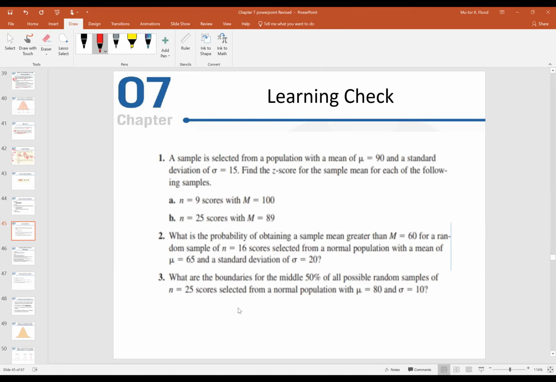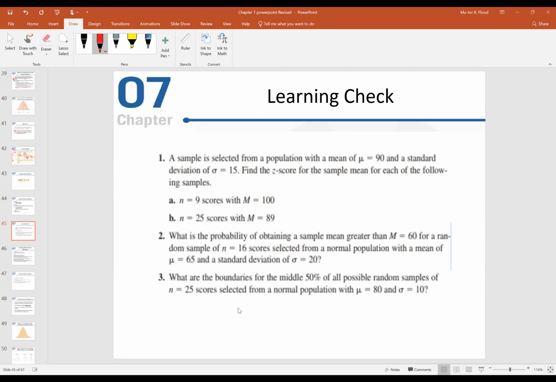If we were drawing our triangle, in this one they're giving us the raw scores. They're just saying find the z-score. So we're just going to take the information they gave us, find the standard error, and then plug it in to find the z-score.